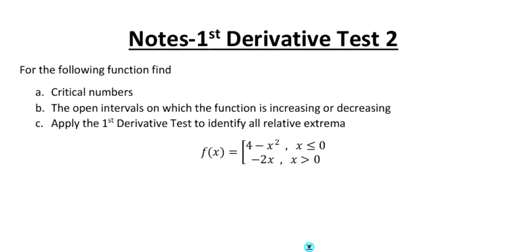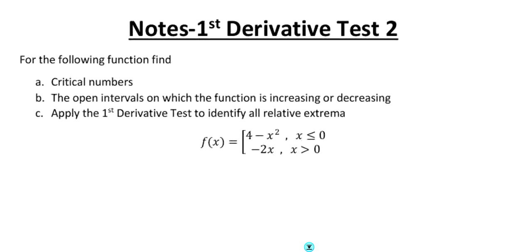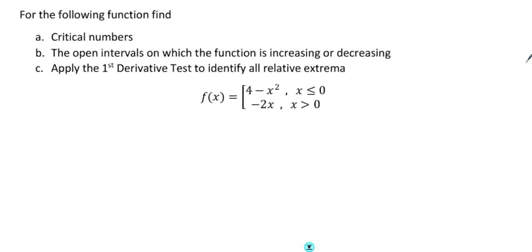Now these are basically the same steps that we follow every single time we do a first derivative test. The only difference is that we have a piecewise function. So the only thing that's going to happen is that when we take the derivative of this function, we're going to have to take the derivative of both pieces of it. Okay, so we still have our piecewise function.